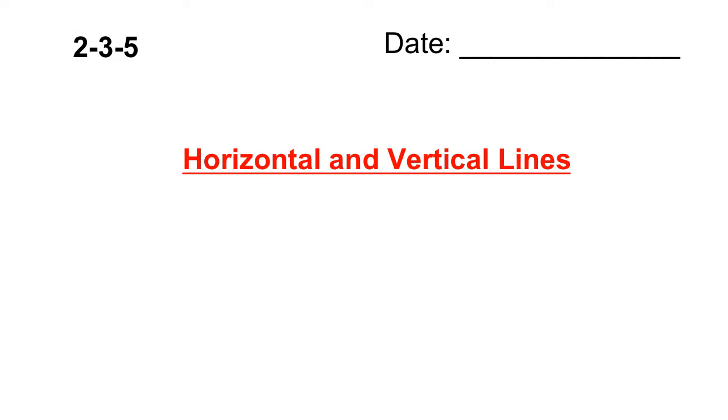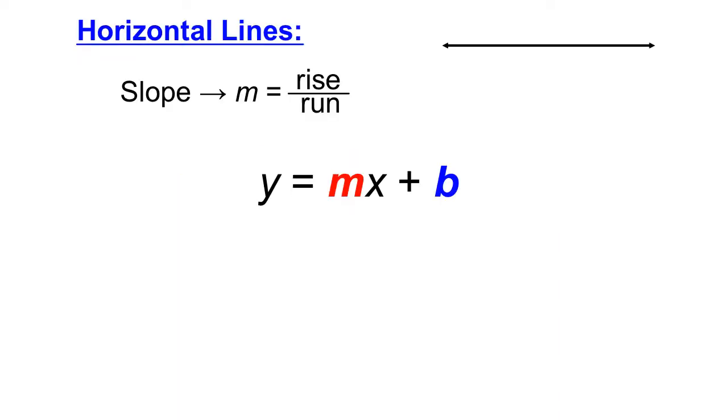So in this lesson, we're going to spend a little more time talking about horizontal and vertical lines in more detail. So for horizontal lines, we can think of the slope as rise over run. Well, if there's no slope, then rise is 0. 0 divided by anything is 0, so the slope is 0.